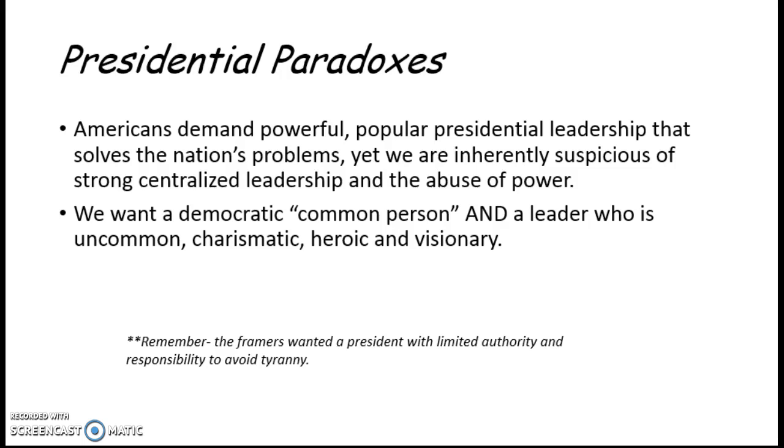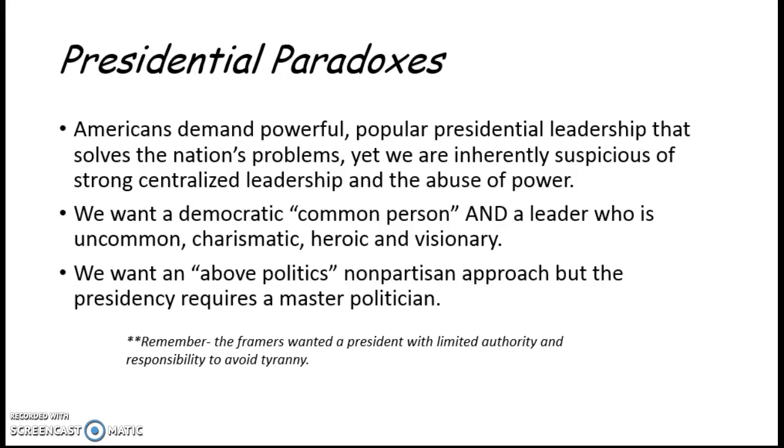We want a democratic common person, but we also want a leader who is uncommon, charismatic, heroic, and visionary. We want someone who's above politics, nonpartisan approach. But the presidency requires a master politician. Remember, the framers wanted a president with limited authority and responsibility to avoid tyranny. They did not like a concentration of power.